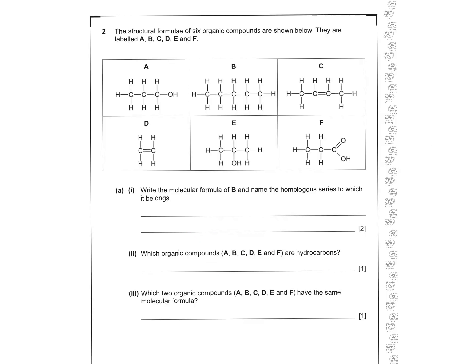Question 2. Write the molecular formula of B. Okay, just count up the number of carbons there are. So we've got 1, 2, 3, 4, 5. So we'll just put down C5, and then we'll do the same for the hydrogens. So 1, 2, 3, 4, 5, 6, 7, 8, 9, 10, 11, 12. That's the molecular formula.